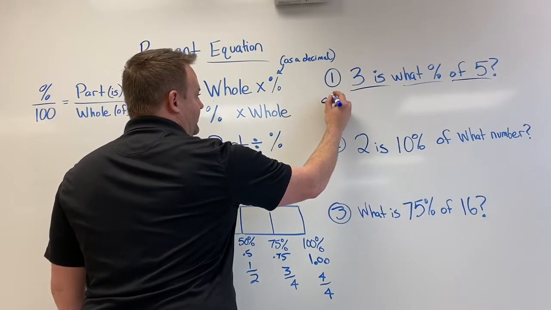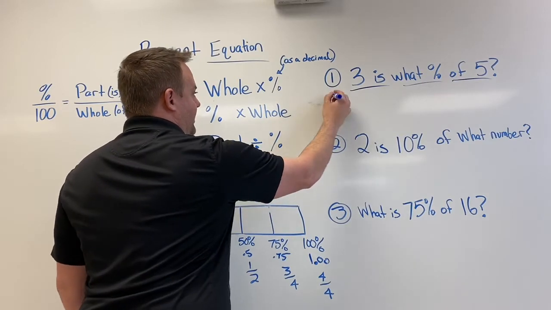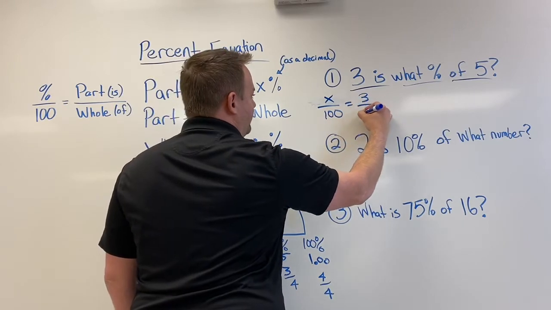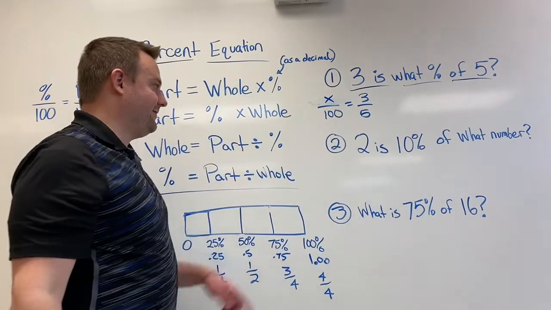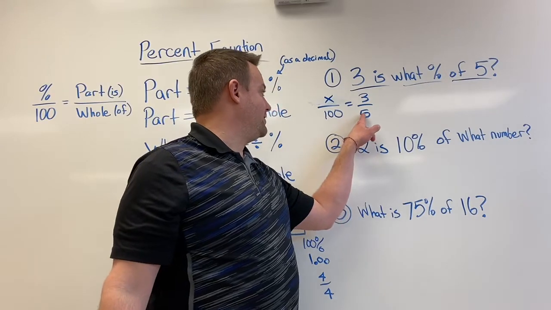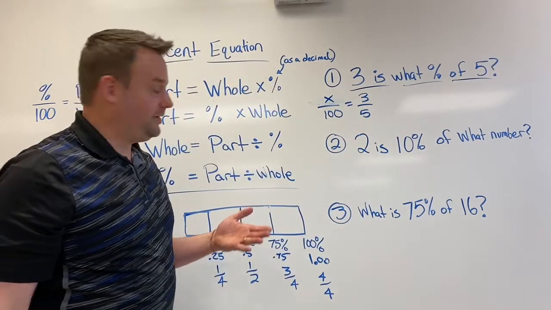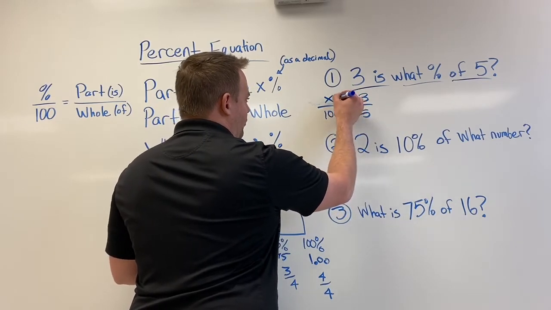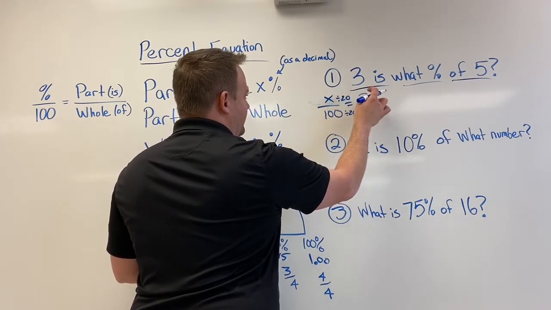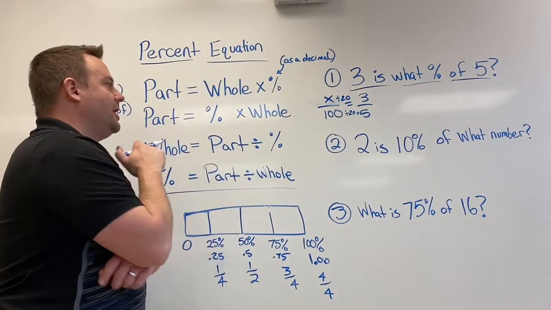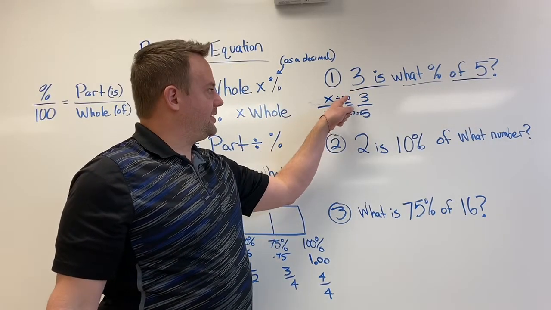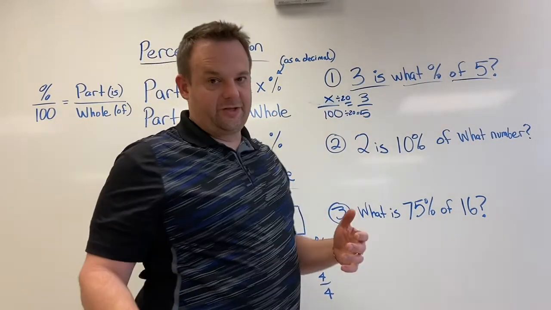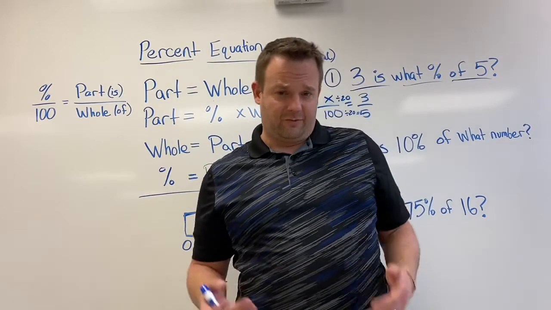We have percent out of 100. So I'll just put X out of 100 equals the part over the whole. 100 divided by what is 5? What's the relationship here? Well, 20 is the relationship. 100 divided by 20 is 5. And what divided by 20 equals 3? Well, we could use the inverse operations. 3 times 20 is 60. So 60 out of 100 is 60%, and 3/5 does equal 60%.